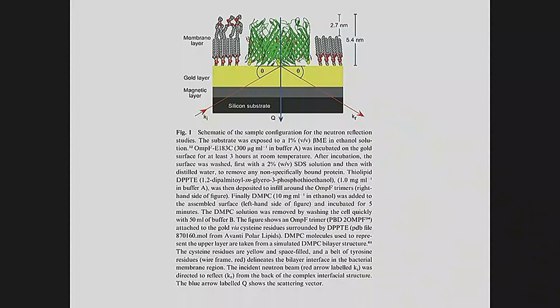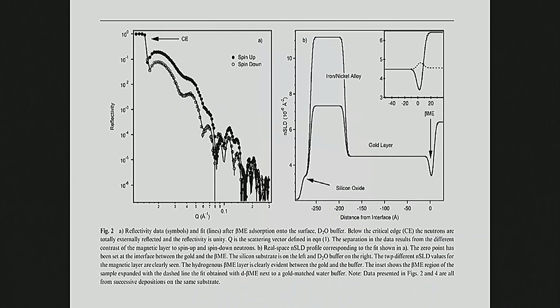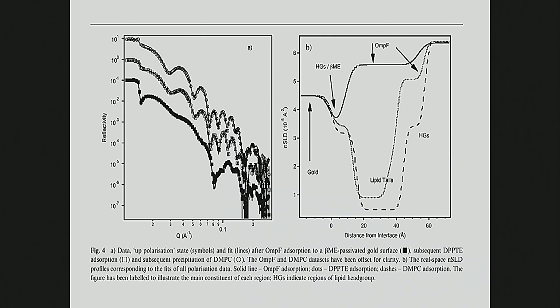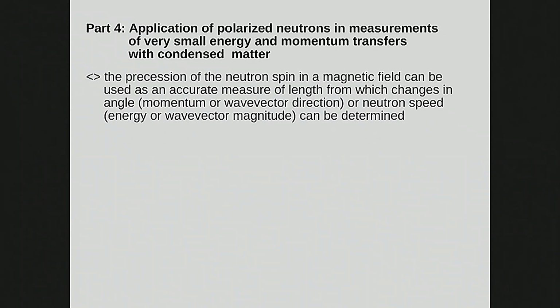And there's one more. So here's a beam. This particular biological macromolecule is studied with these different spin states interacting with an iron nickel alloy called permalloy. And the result of this simultaneous analysis gives you the details of where that thing sits.